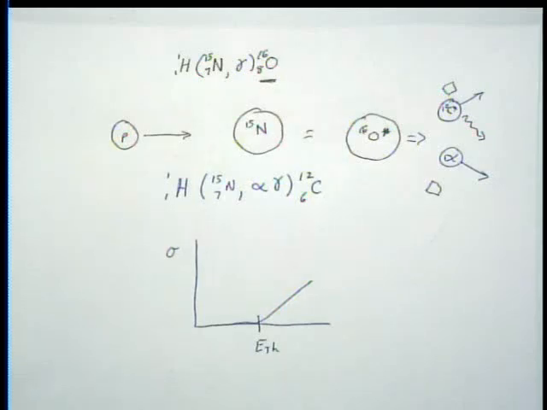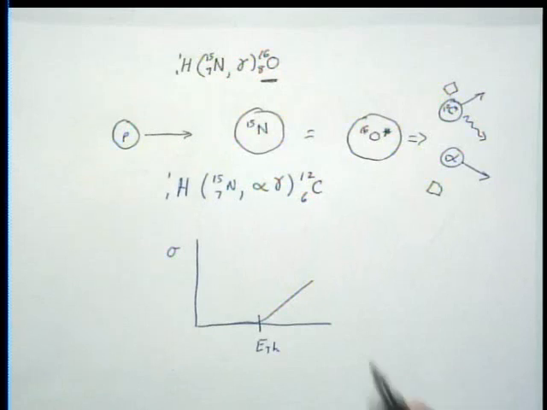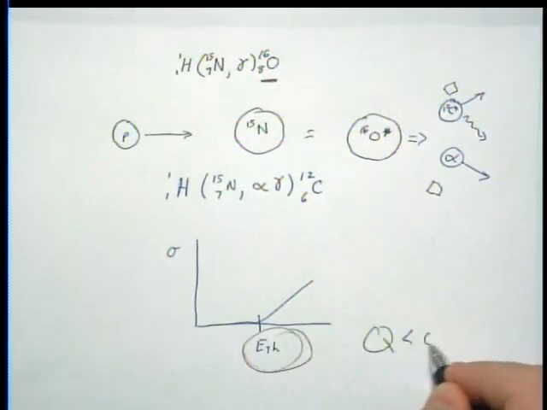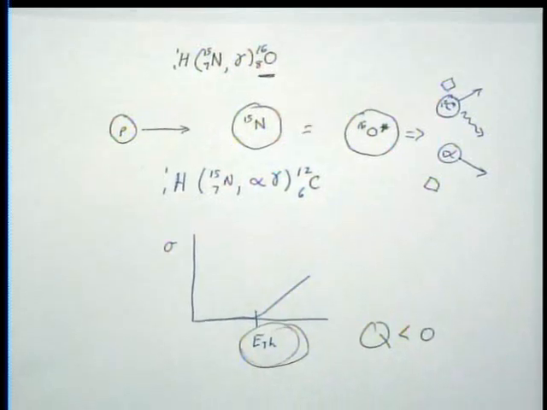Now, there are other reactions. So these are thresholds. These are negative Qs. And that's what I talked about in the videos. Another type of reaction does the same thing but has a positive Q. So if it has a positive Q, it should want to run on its own. But it doesn't. Why not?